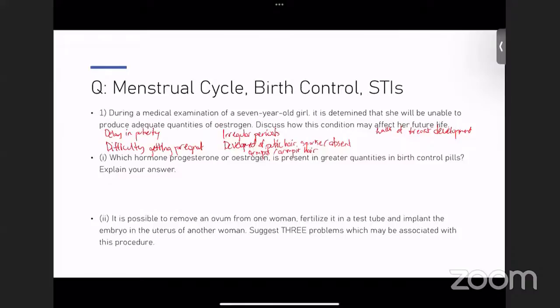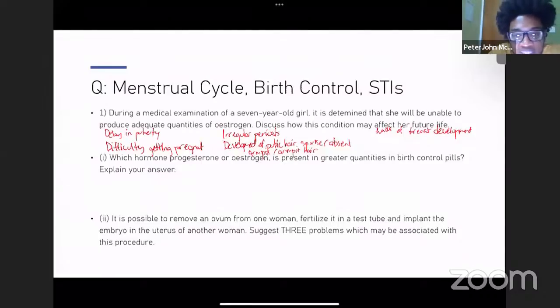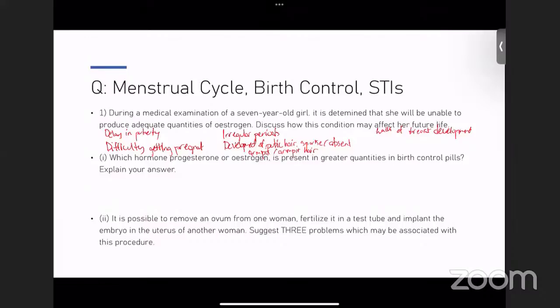Estrogen. No. My answer is progesterone. Why?